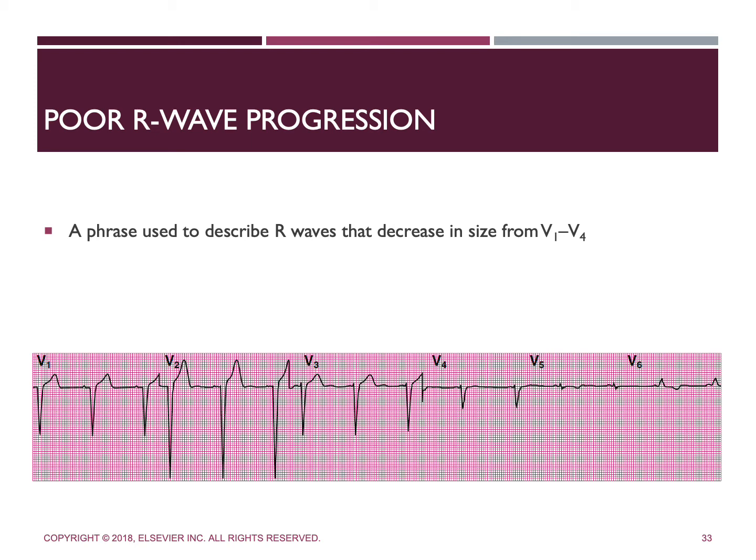This may be a non-specific indicator of an anterior wall infarction, but it may also be a normal variant in young people, particularly in young women. Other causes of poor R wave progression include left bundle branch block, right or left ventricular hypertrophy, and severe chronic obstructive pulmonary disease, particularly emphysema.